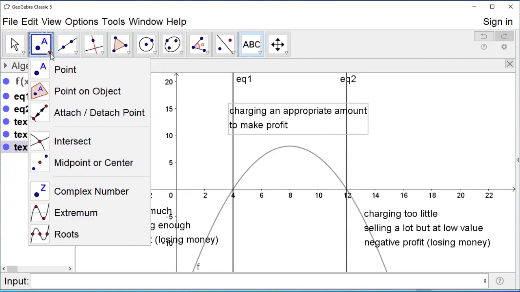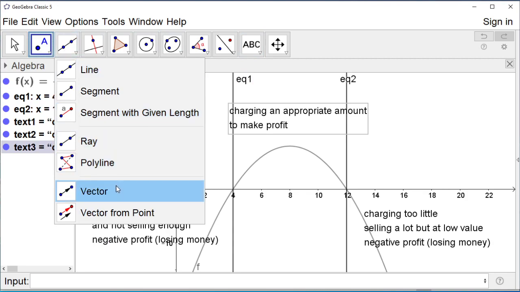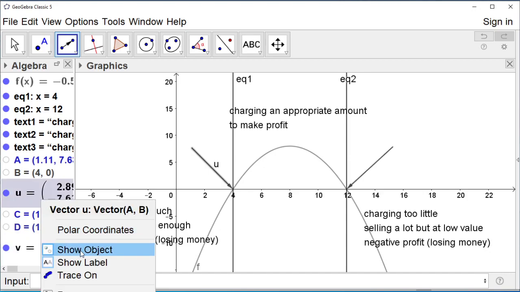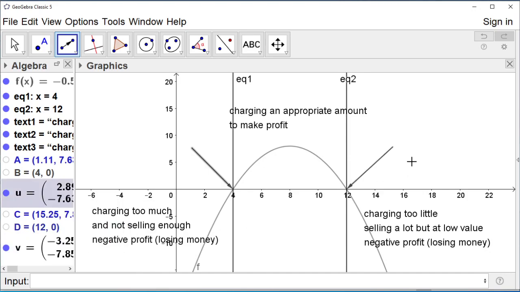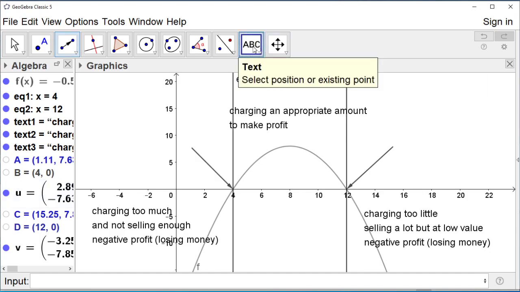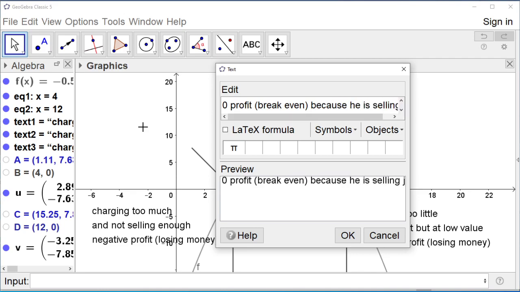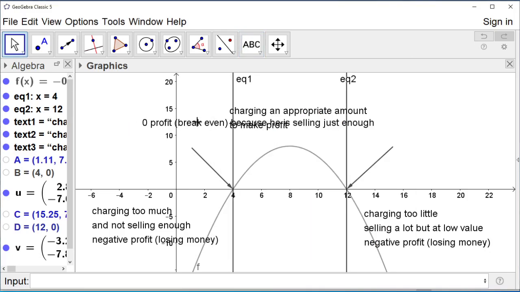Now the 2 points that we found, this one and this one, these 2 points are the break-even points. These are the points at which it's exactly enough that he makes 0 profit. So let's say 0 profit, break-even, because he is selling just enough. That's what's going on.